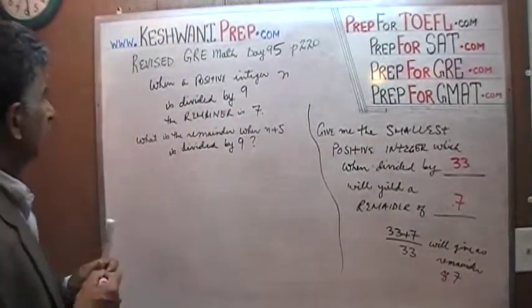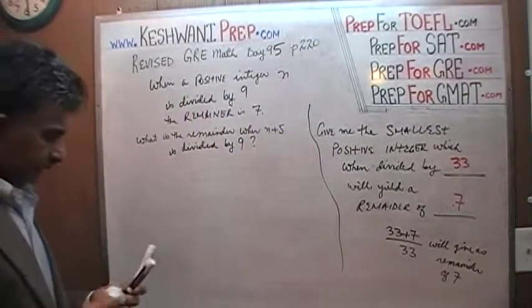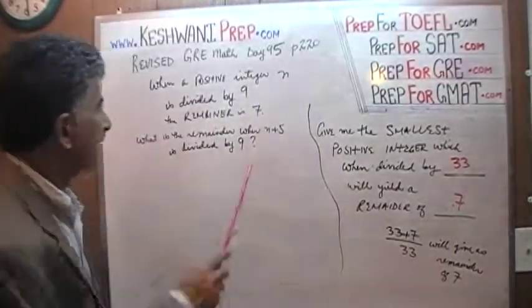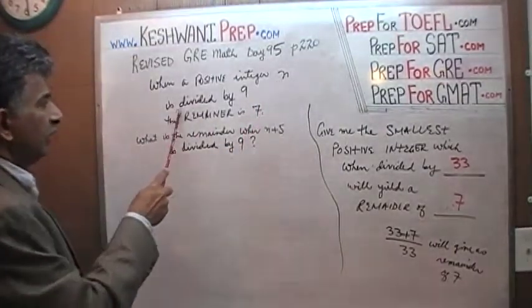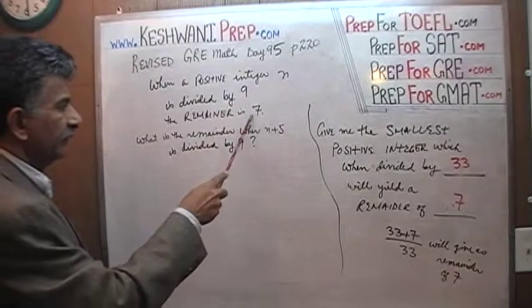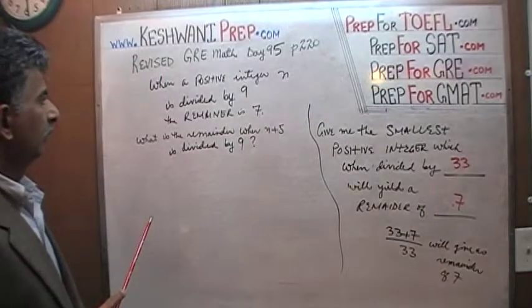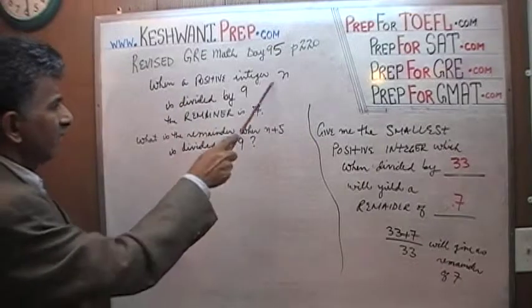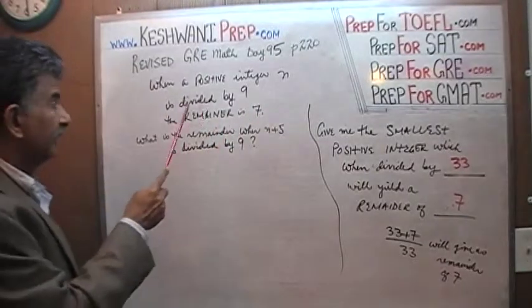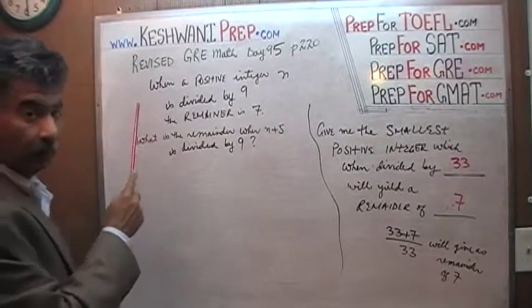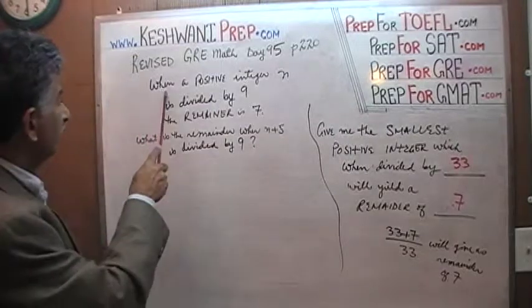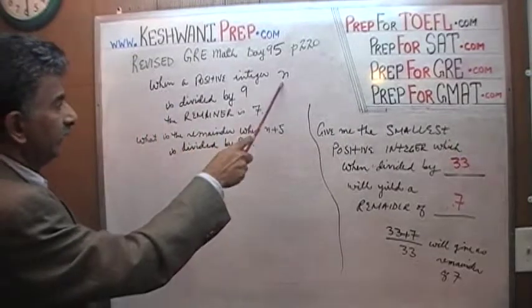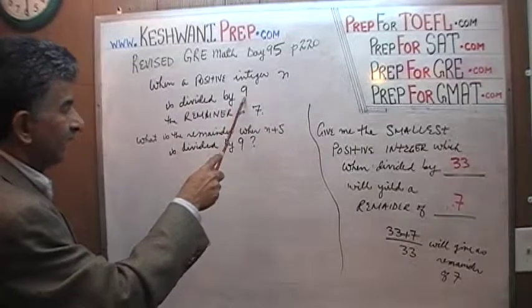It says, give me a positive integer n, so that when you divide it by 9, we have a remainder of 7. Oh, sorry, let me read it again one more time. It says, when a positive integer n, we are told that, we're not being asked anything here, I misread it, even though I wrote that thing myself. It says, when a positive integer n is divided by 9, the remainder is 7.